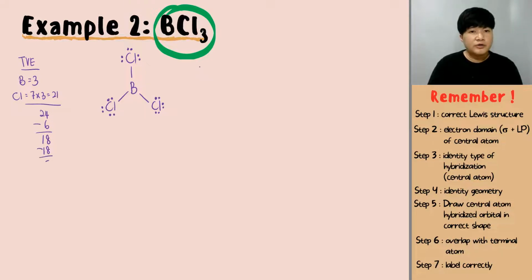From the correct Lewis structure, you then can work out the electron domain. From the electron domain that you have calculated, then you can move on to the type of hybridization and the geometry of the hybridization for the central atom.